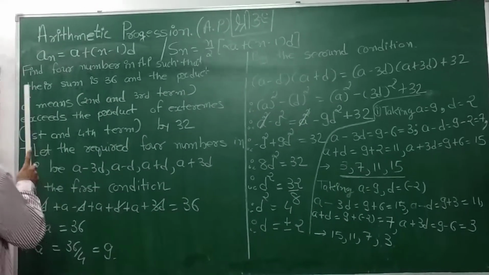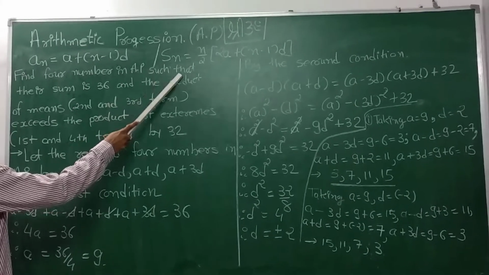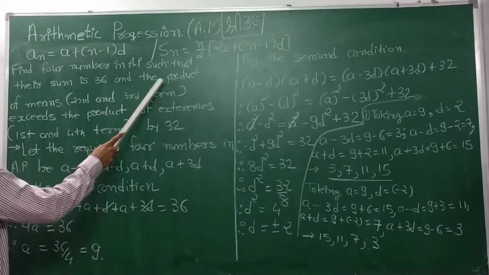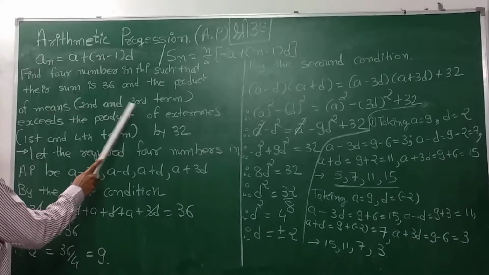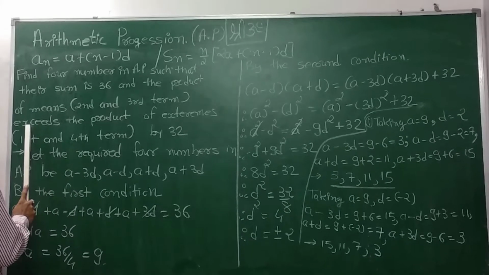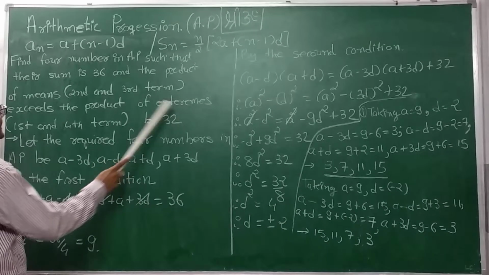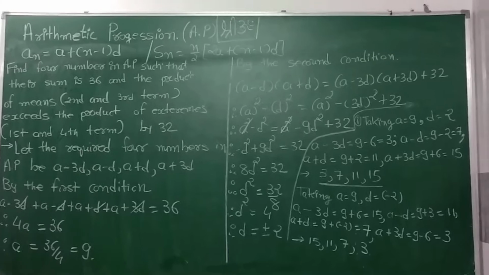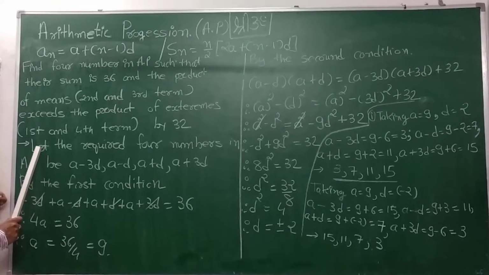So the statement is like this: find four numbers in AP such that their sum is 32. That is the first condition. The product of the means, that is the second and third terms, exceeds the product of the extremes, that is the first term and fourth term, by 32. So let's start with the answer.